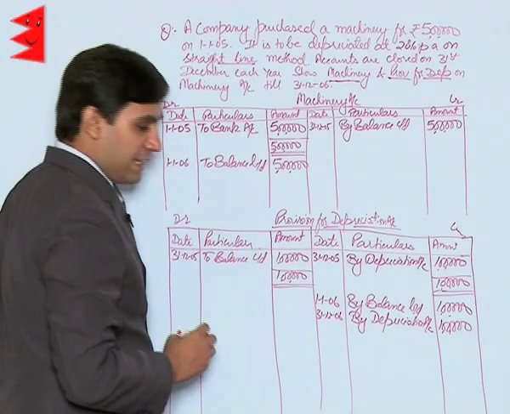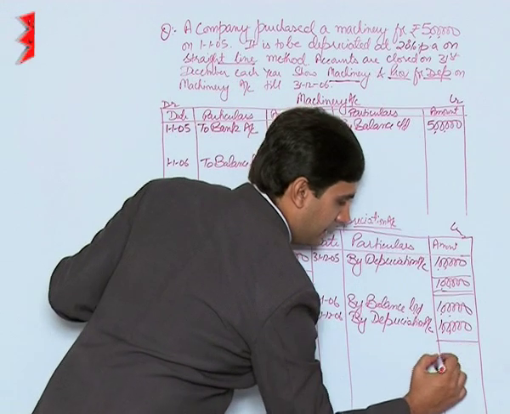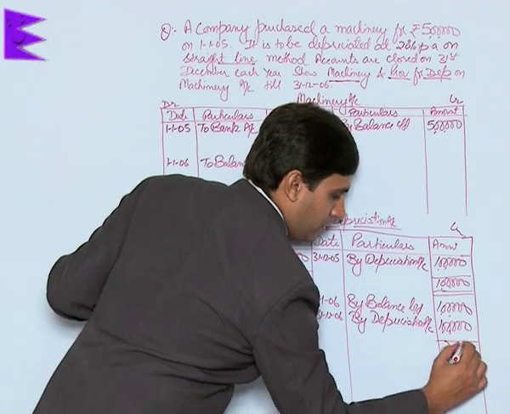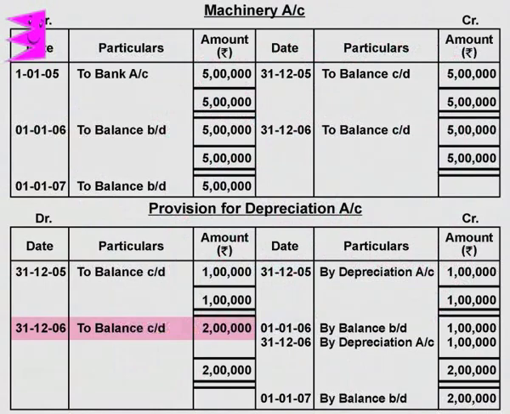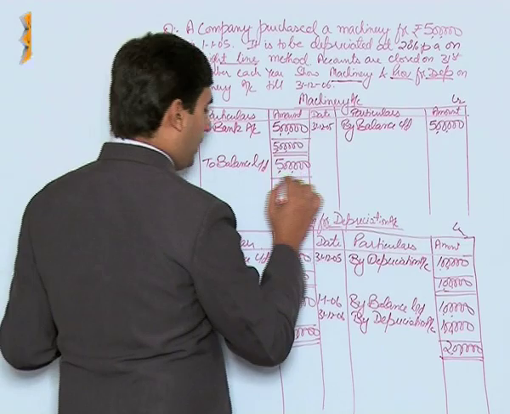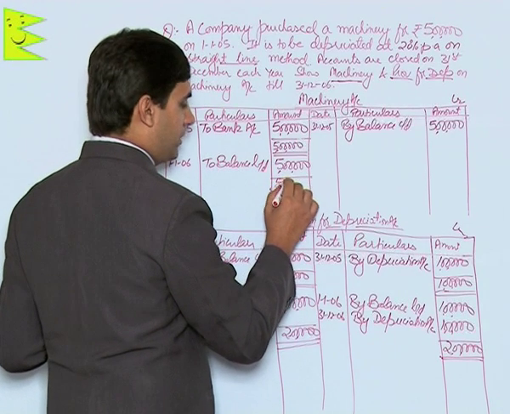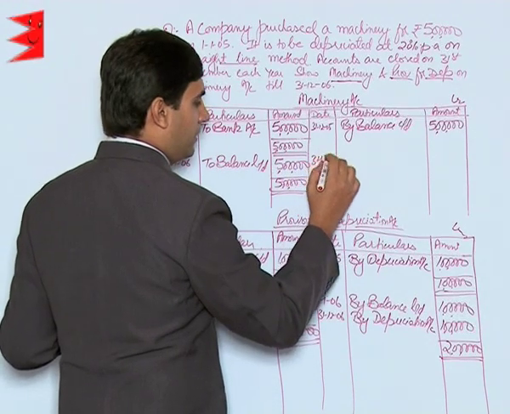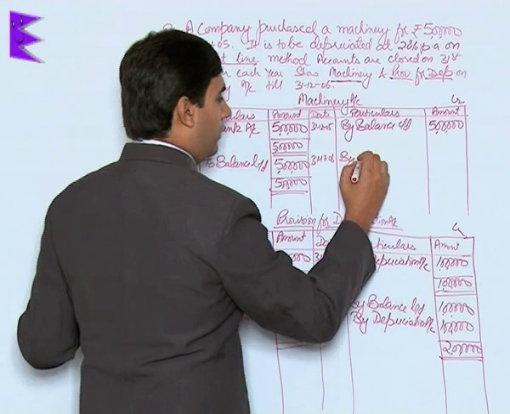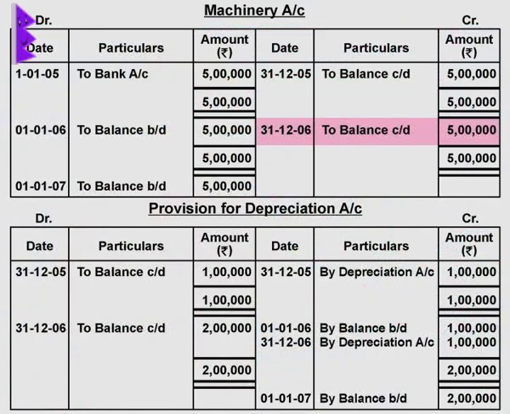Again, since it is last date, let us find the balances at the end of the year. 2 lakh is the total. On 31st December 2006, it would be to balance carried down 2 lakhs. Same thing for machinery account. Here the total is 5 lakh, and at the end of the year, that is 31/12/2006, it would be by balance carried down 5 lakh.